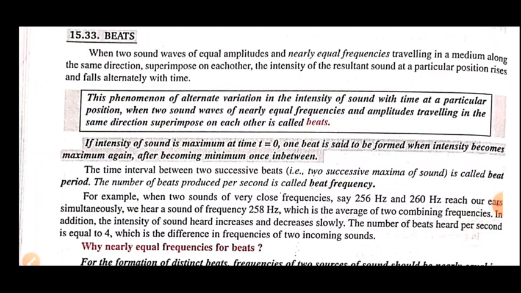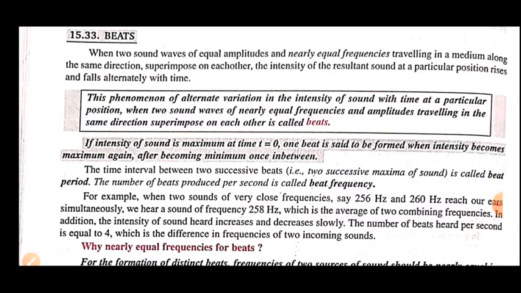The time interval between two successive beats, that is, between two successive points of maximum intensity, is known as the beat period, and the number of beats produced per second is known as the beat frequency. Here an example is given, and you can easily understand the beat phenomenon by using this example.